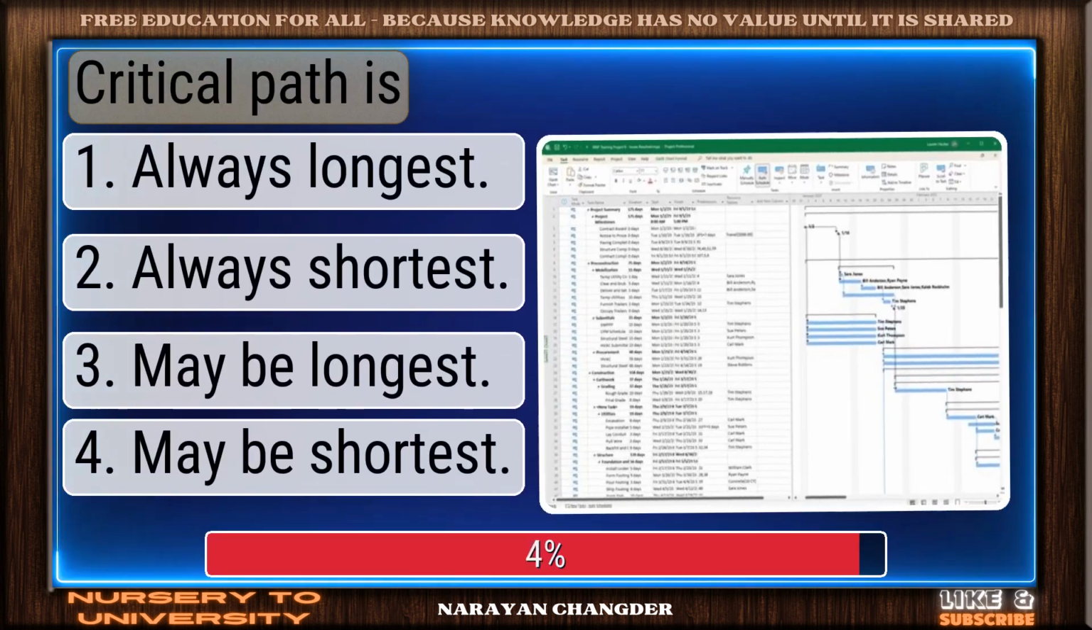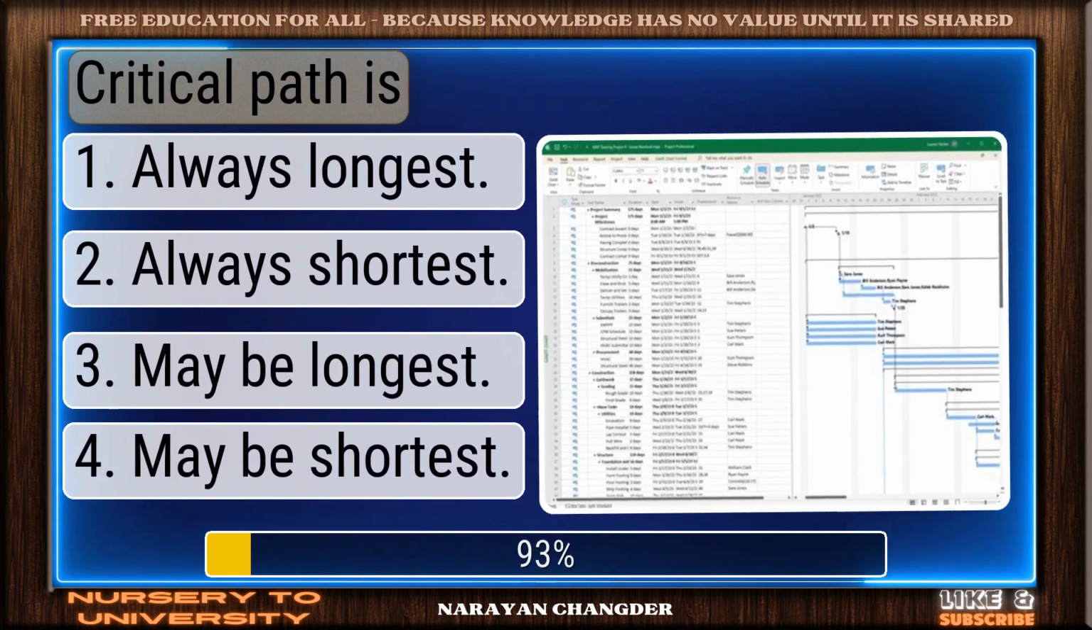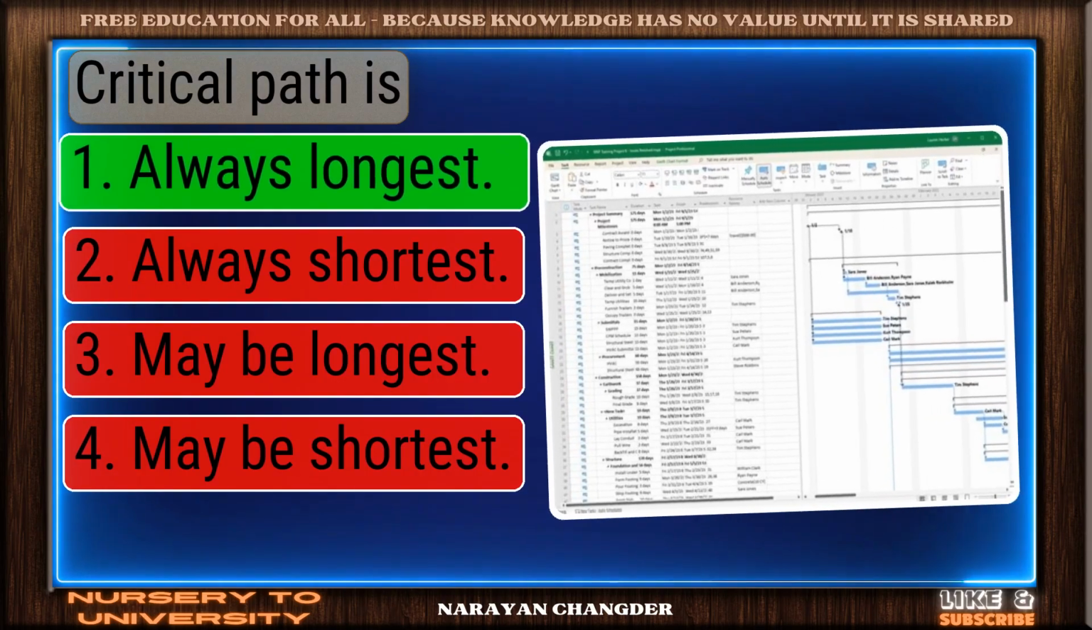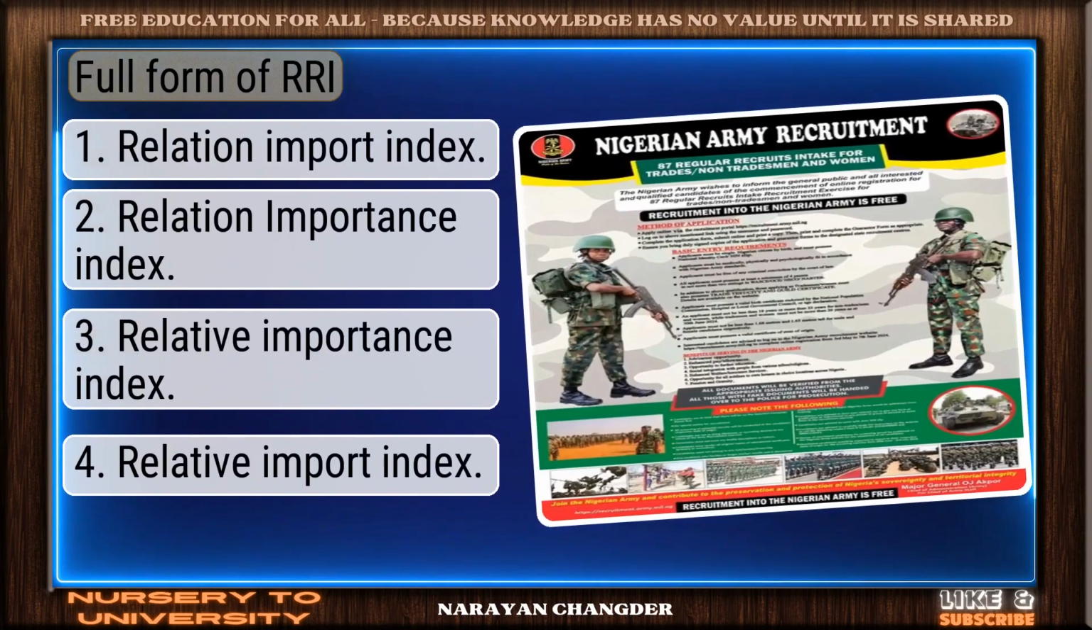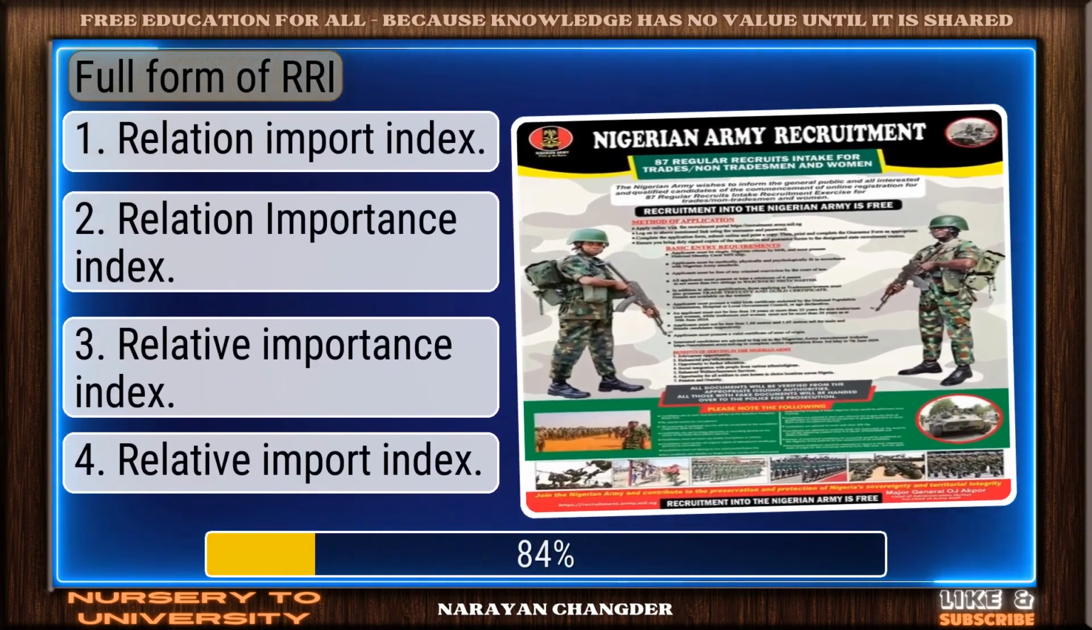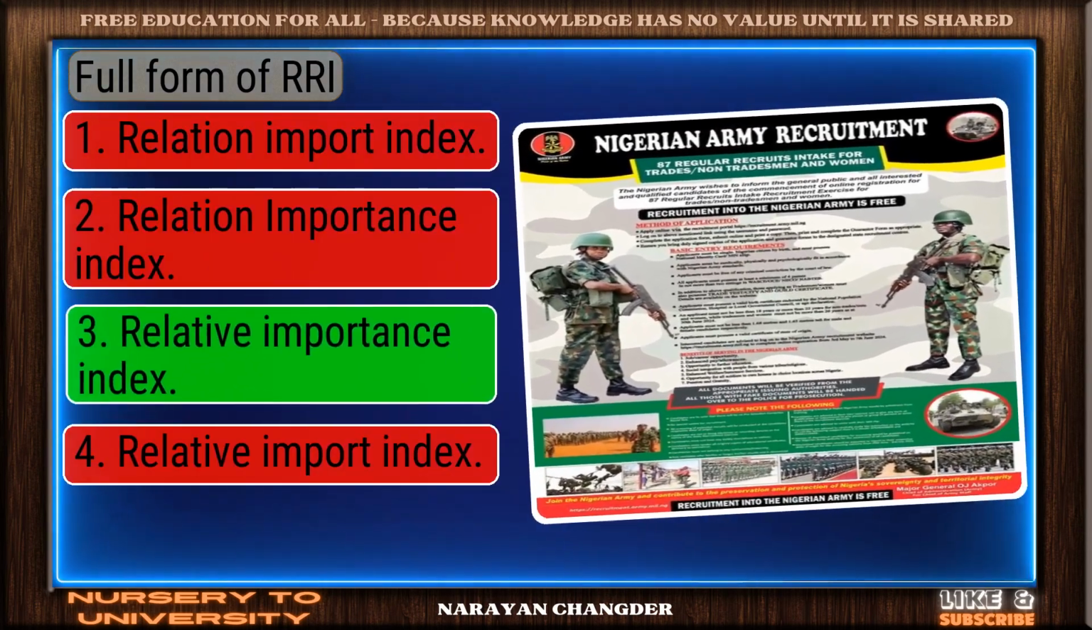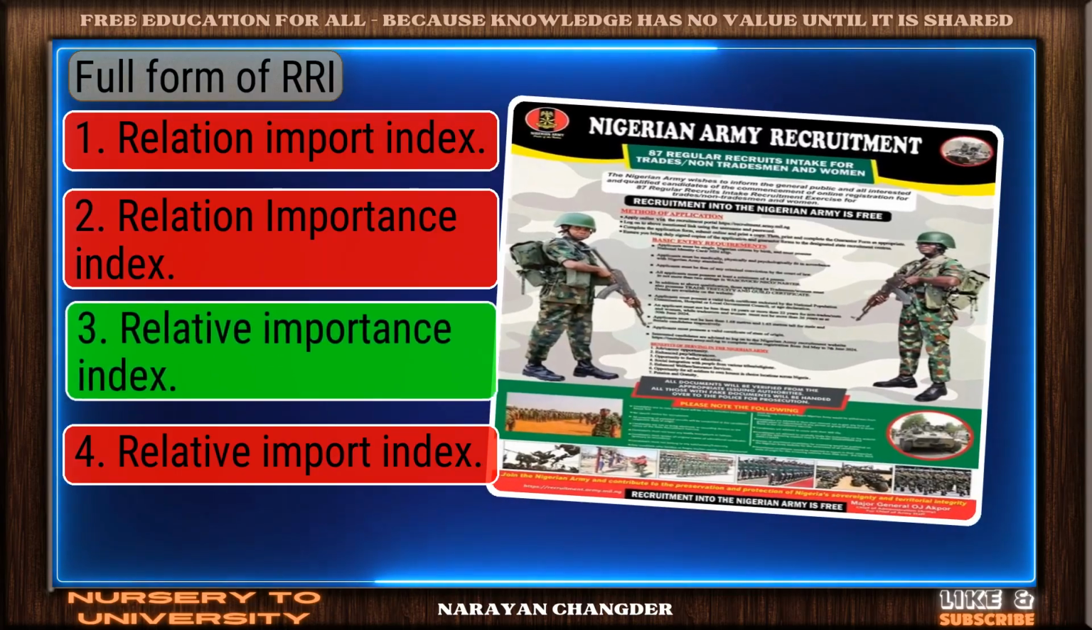Critical path is. Well done. Always longest is the right choice. Full form of RII. Excellent. Relative importance index is a brilliant choice.